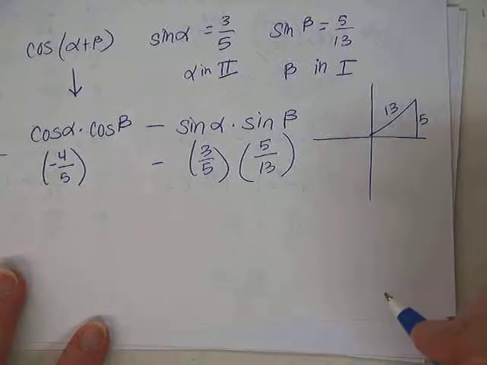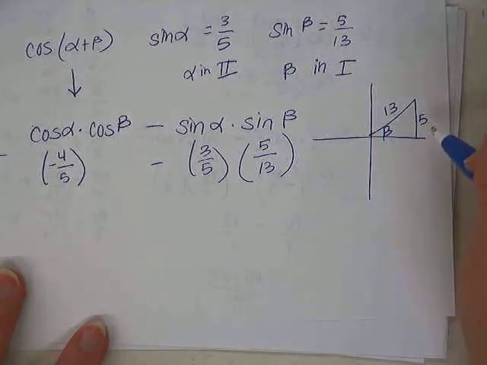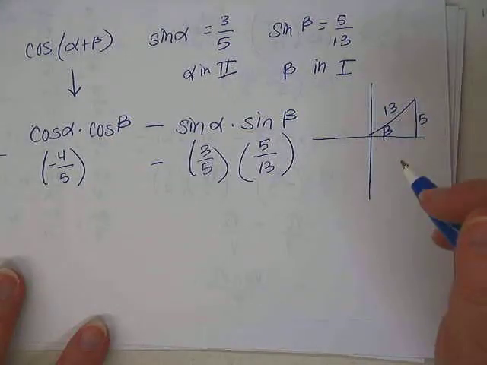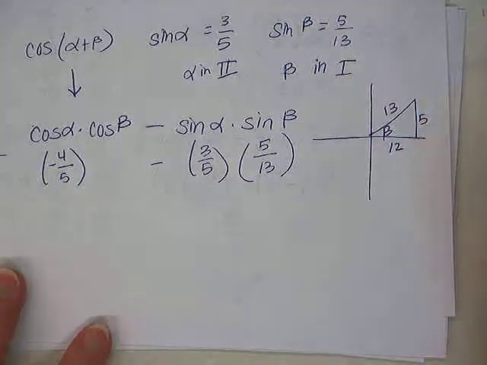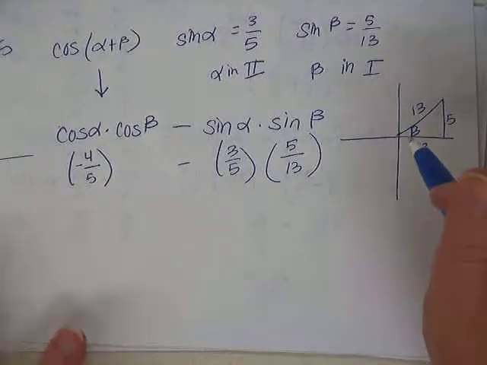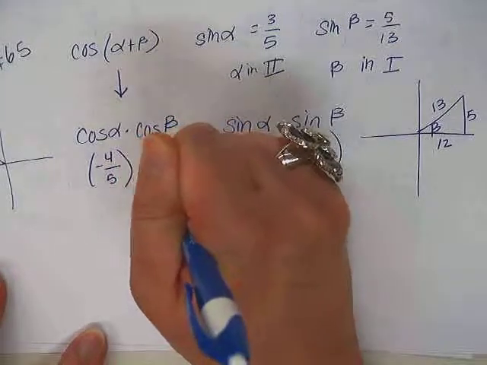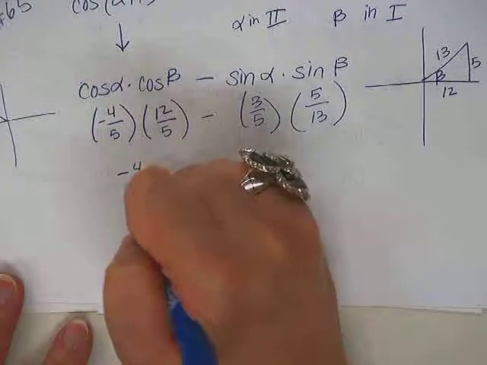Now I'm going to draw another triangle in quadrant 1. So sine is 5/13. So I need to use the Pythagorean theorem, and this is beta. Use the Pythagorean theorem to find the other side. So that would be 169 minus 25 is 144, and the square root of 144 is 12. So the cosine of beta in that triangle would be positive 12/13.